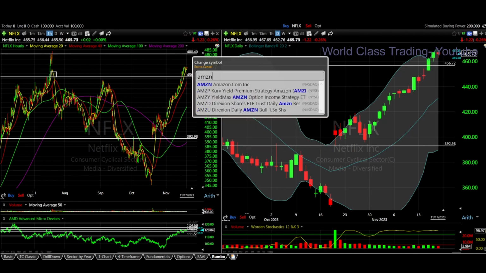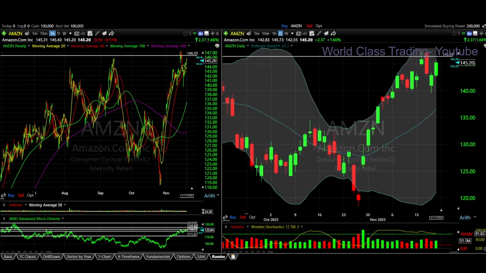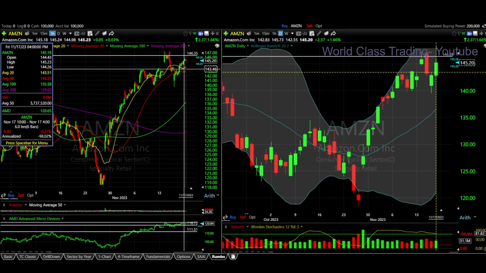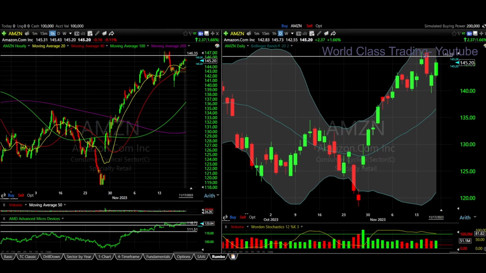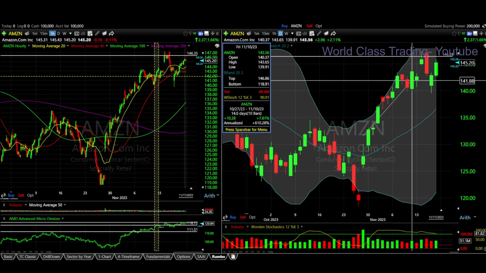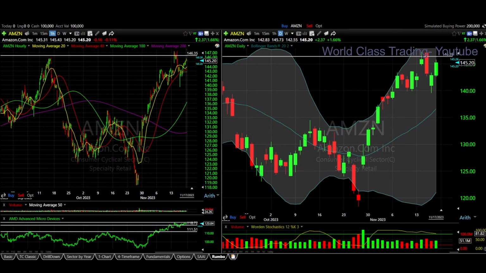All right, Amazon. With Amazon, same exact thing. It's above the moving average of 20. The moving averages of 20 and 40 are super close to crossing, almost even cross, right? And it's above, the edge keeps increasing. It's just going to keep increasing and increasing. It broke the middle line and it reached the edge. Now it's just going to keep increasing, right?